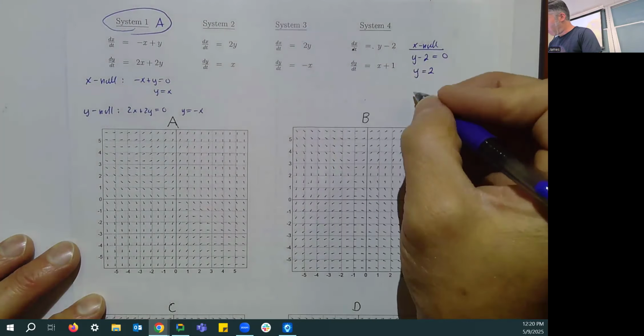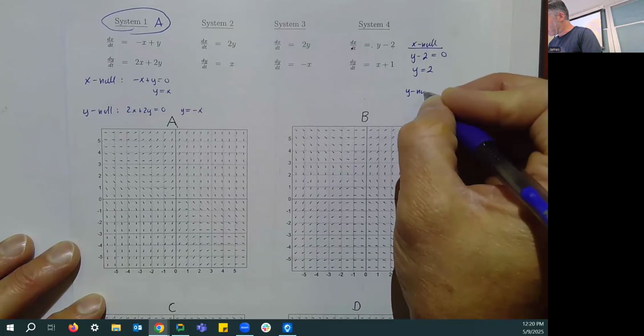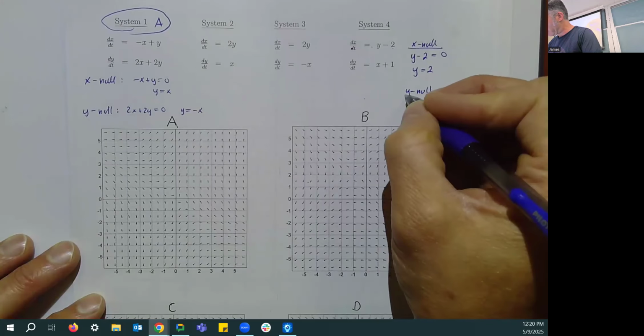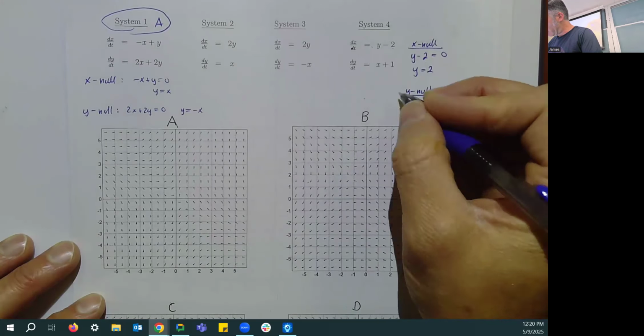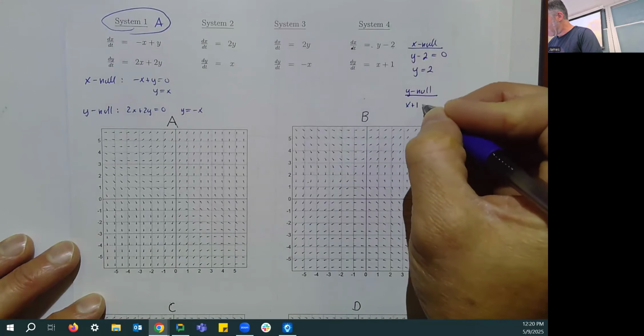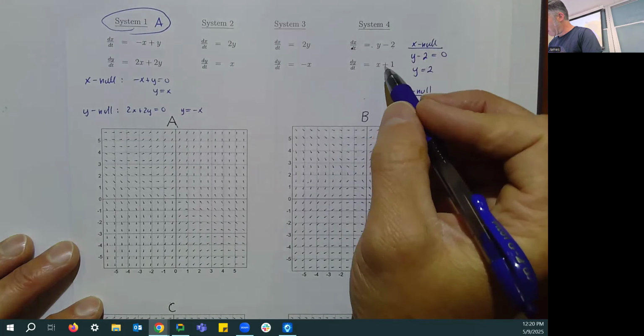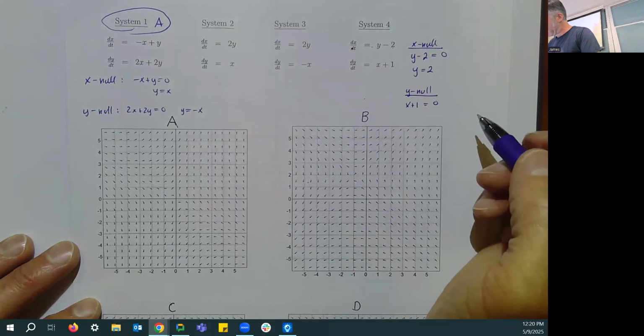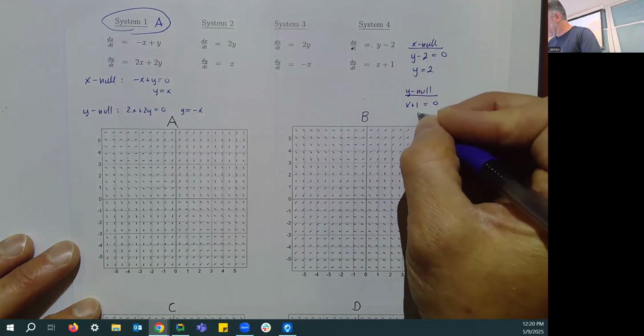And similarly here, our y null cline, which consists of purely horizontal arrows, we're going to set dy dt, which is equal to x plus 1, equal to 0. I feel like I might have made a mistake there. No, I don't think so. No, I'm just crazy. Okay. And then we're going to get x equal to -1.